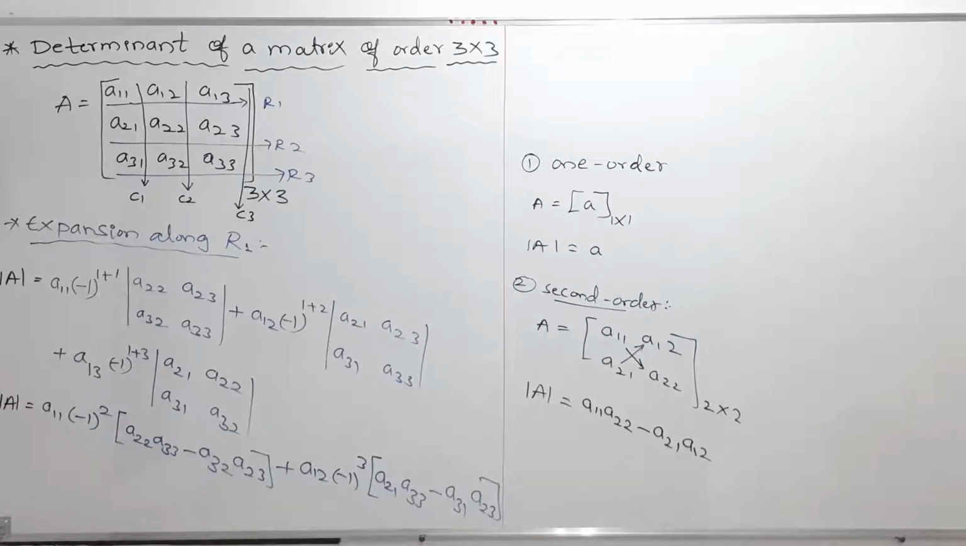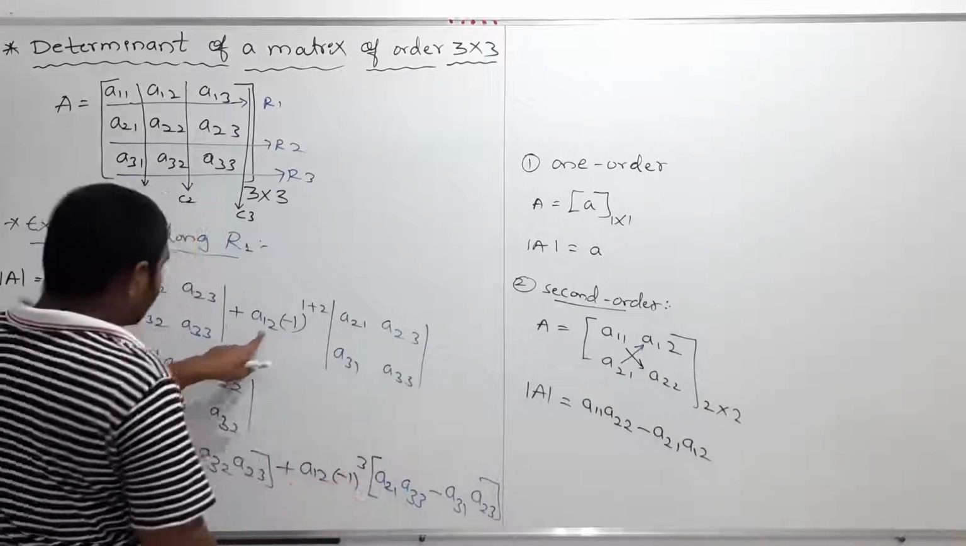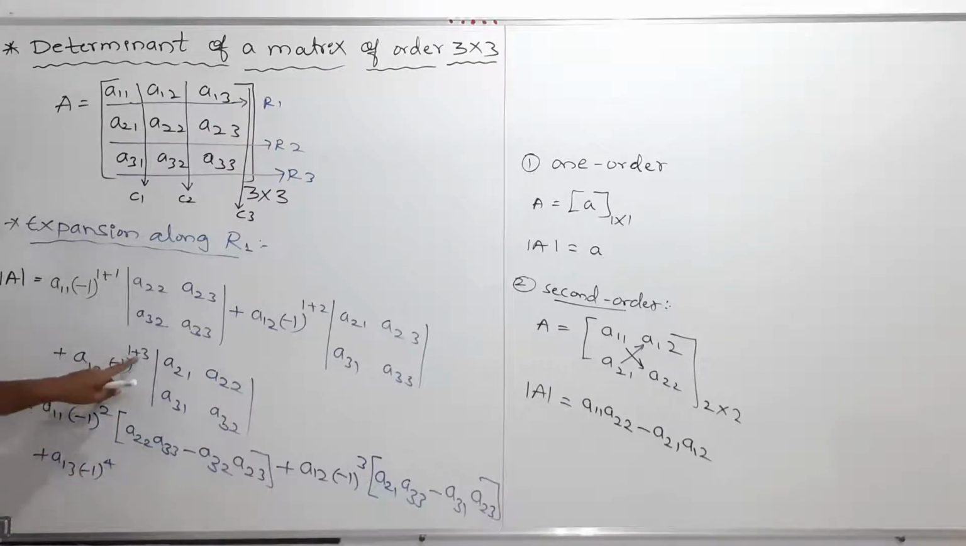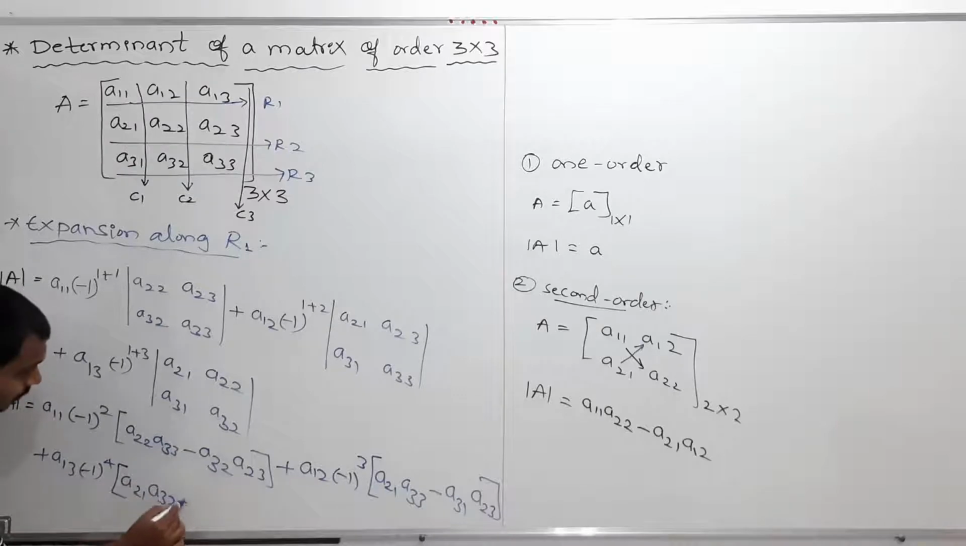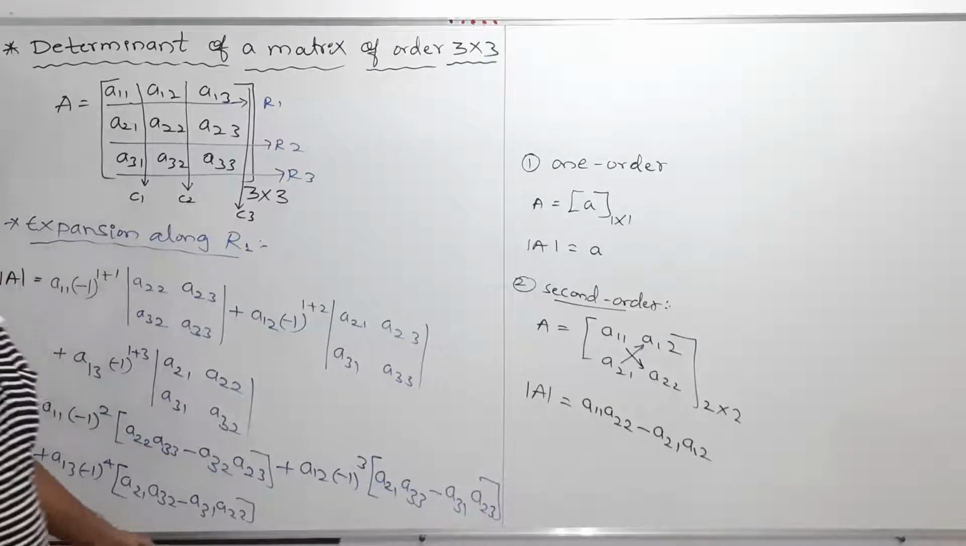So my dear students, after solving this you will get this. Another one term is remaining here, it is plus, here I wrote only plus. What is that? Here plus A13 into -1 to the power 4, here 1 plus 3 is 4. And next determinant of this: A21, A32 minus A31, A22. Clear? I hope you understood.